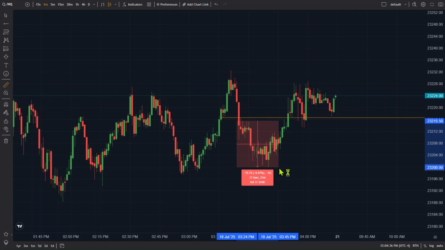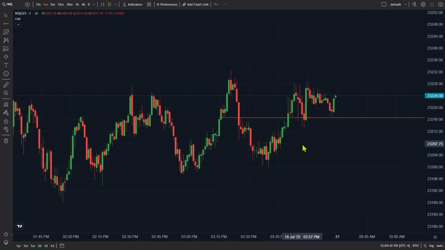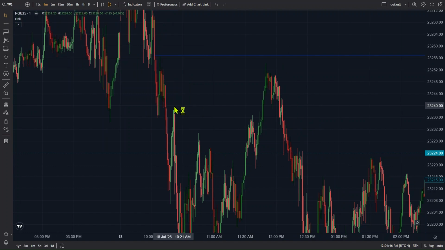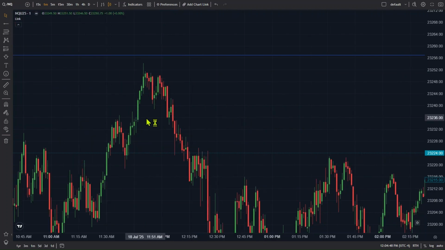Yeah. If you got filled right that tick right there, you would have got 15 points. So that's $300. That's right at the end of the day. I don't know if I would have taken it. But I did take this down move.